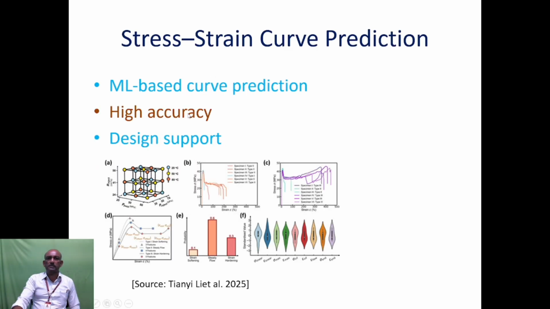So this is the machine learning part. This is one example. I analyzed stress strain curve prediction using the ML method. ML based stress strain curve prediction gives high accuracy design support.